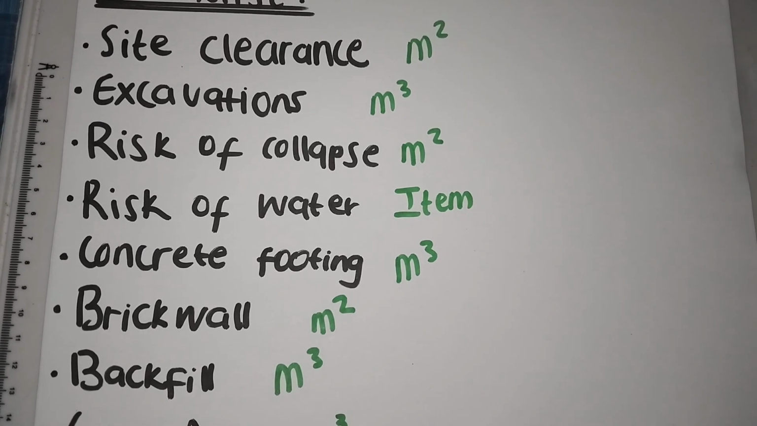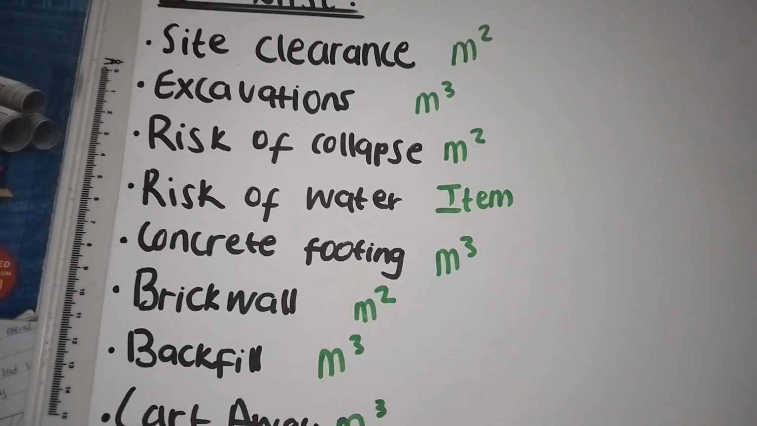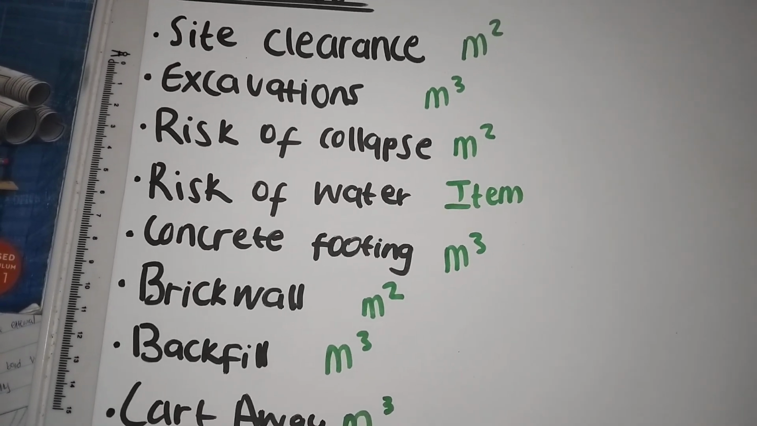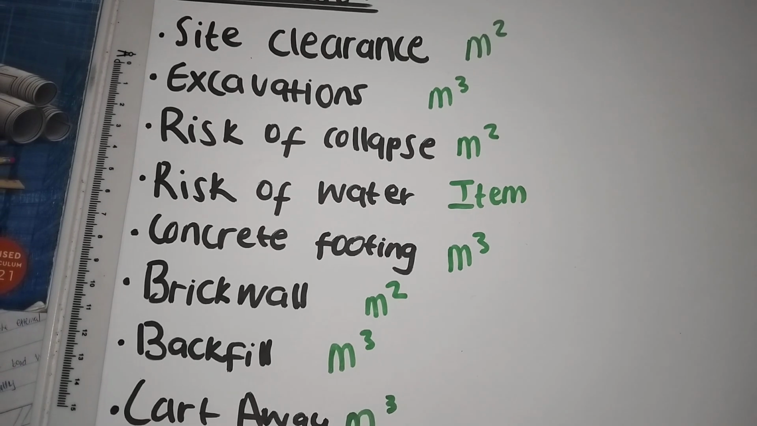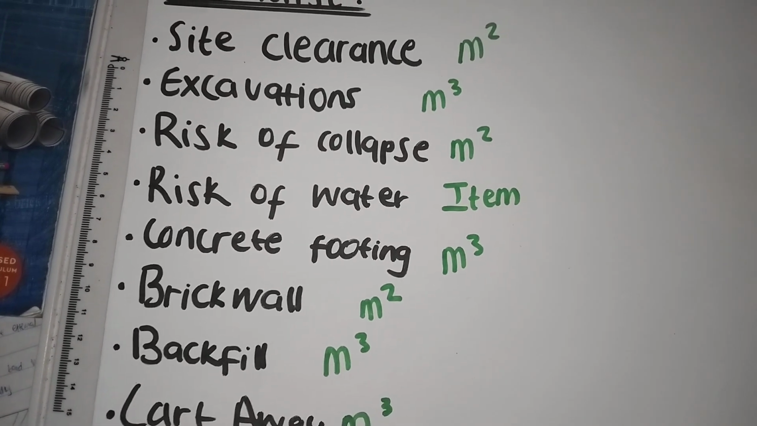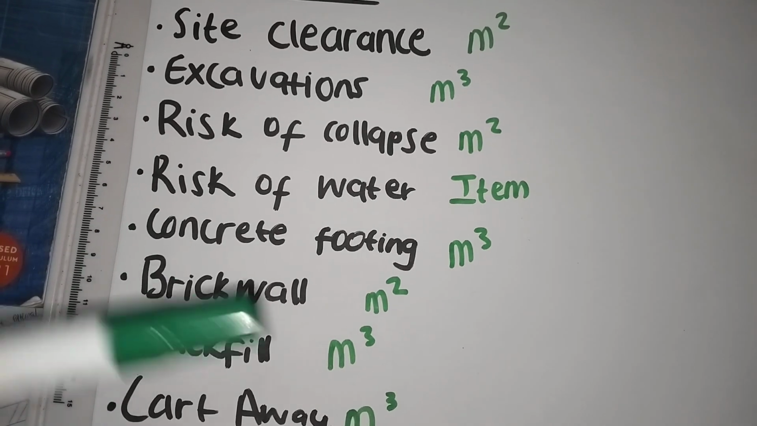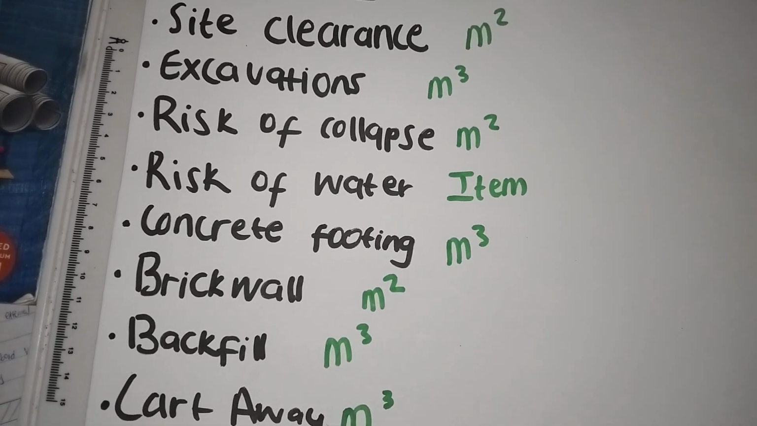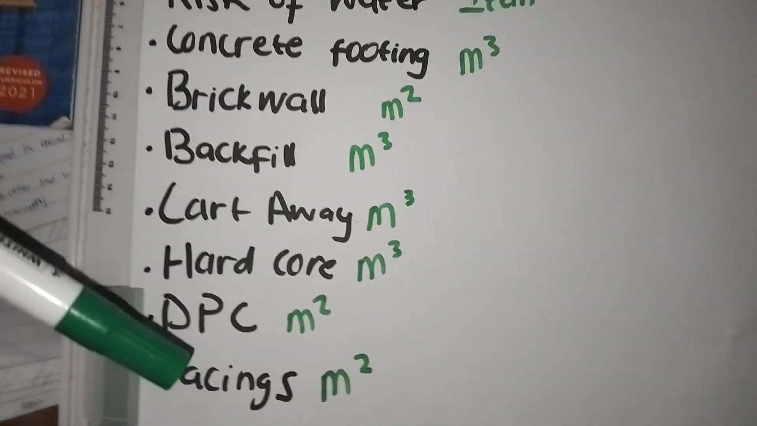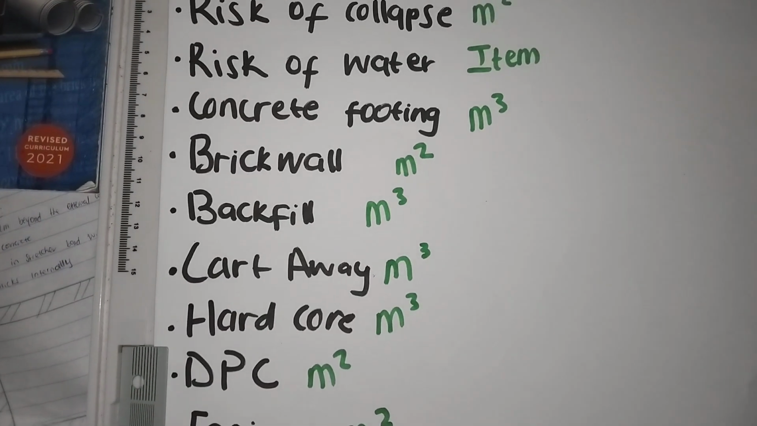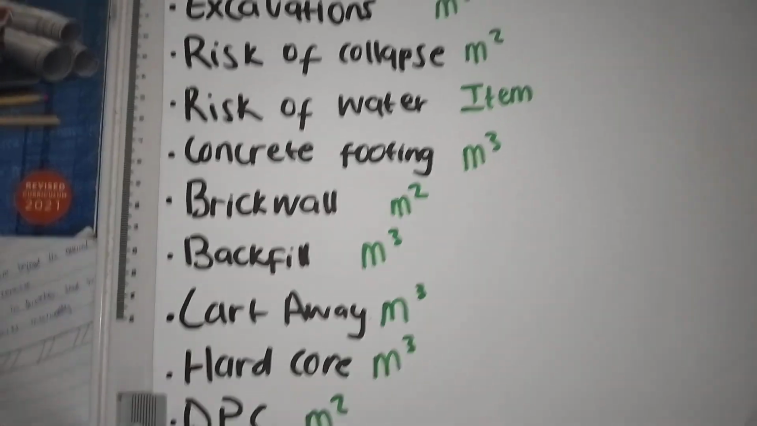I don't actually remember the reason for item, but it was said that for water, because you cannot actually measure how much water will be in a trench, that's when we have to identify it as item. Okay, our concrete footing will be meters cubed. As you can see, everything is going downwards, right? You can write it down, you can take a screenshot, whatever works for you.